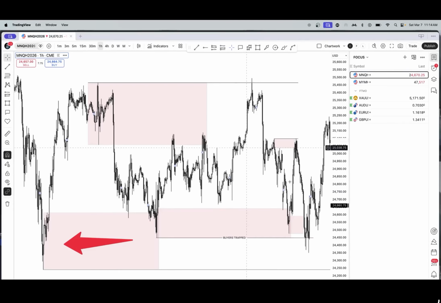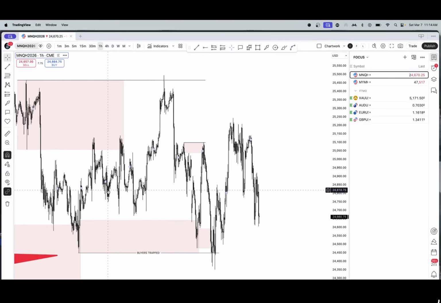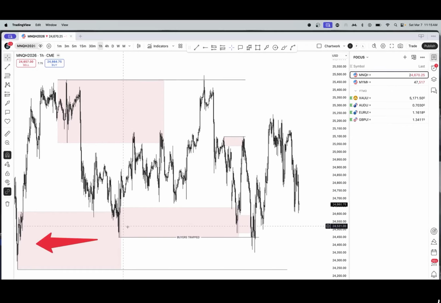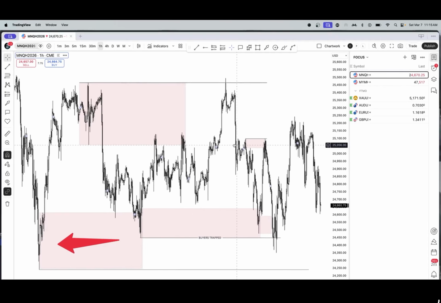So same thing from the right, right? We got that reaction that induced buyers. This reaction also induced buyers by taking out this high. So notice how the market respects these areas to engineer liquidity. And it has to do that, because if there's no sufficient liquidity in the market, it will engineer it by respecting these areas.